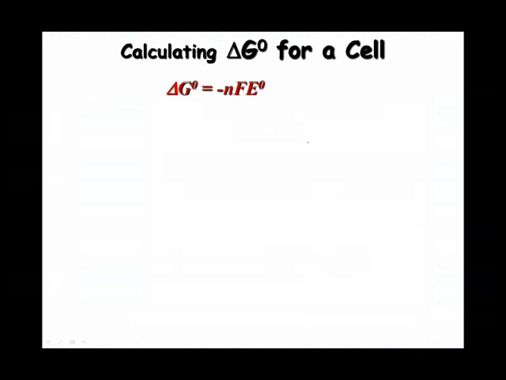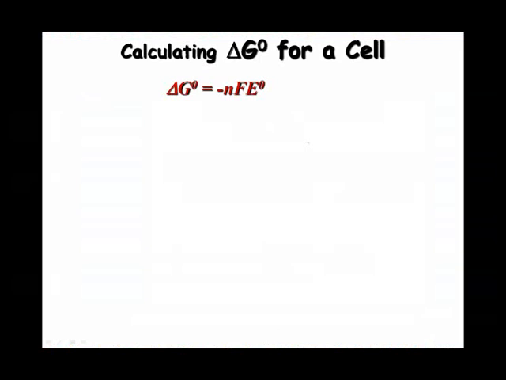Okay, so we're going to talk about the relationship between the electrical potential of a cell and Gibbs free energy. You know, delta G is Gibbs free energy, and it is defined as the energy available to do work, and that's exactly what you want a battery or an electrochemical cell to do.